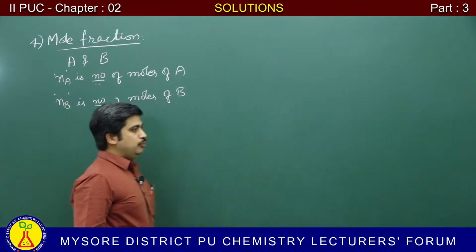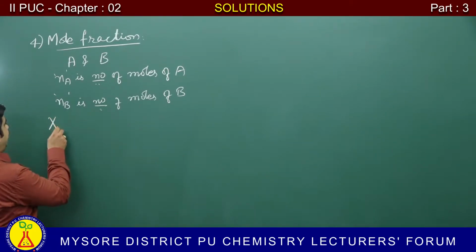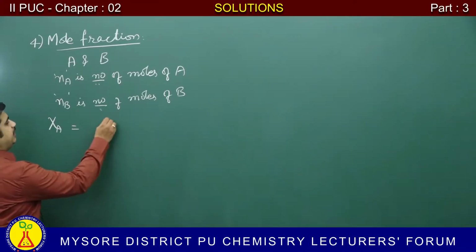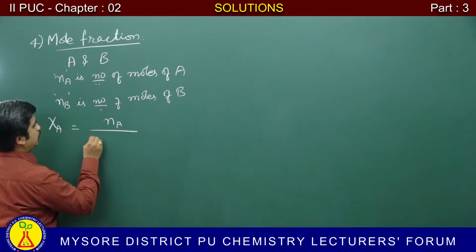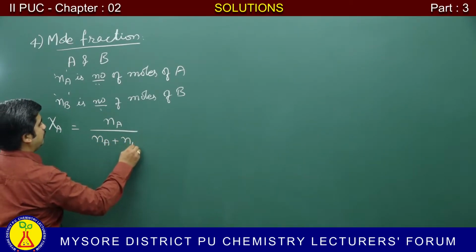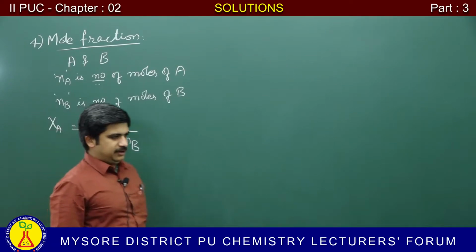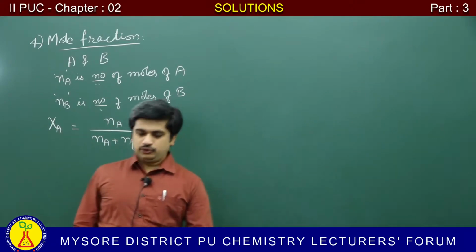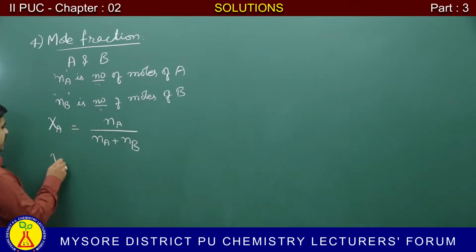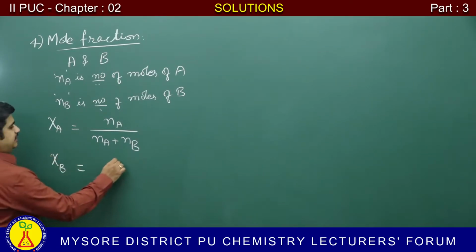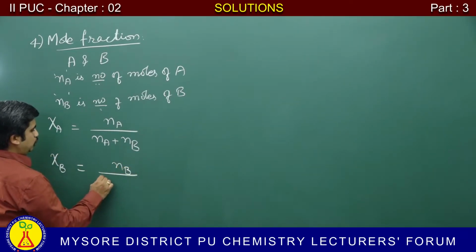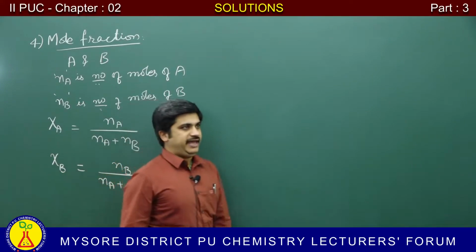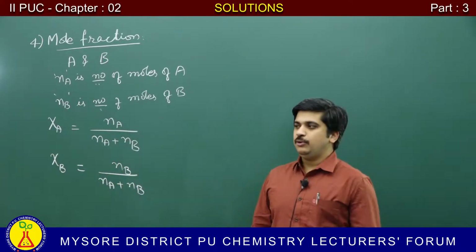Now mole fraction with respect to A would be the number of moles of A divided by the total number of moles of all the components present in the solution. Similarly, mole fraction with respect to B is the number of moles of B divided by the total number of moles of all components present in the solution. So this is how we express concentration in terms of mole fraction.